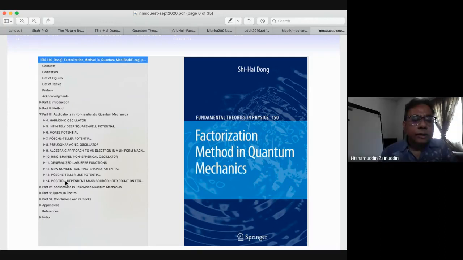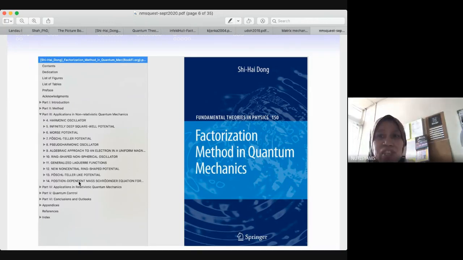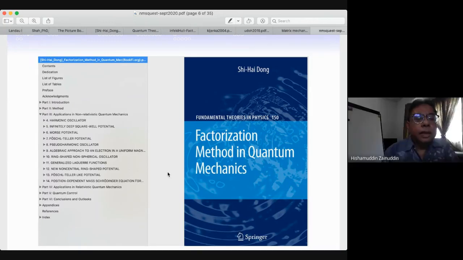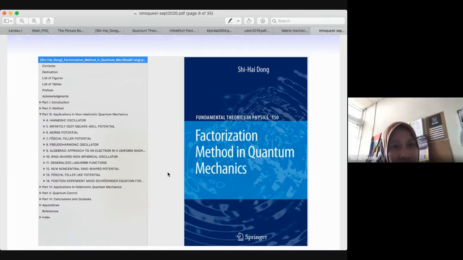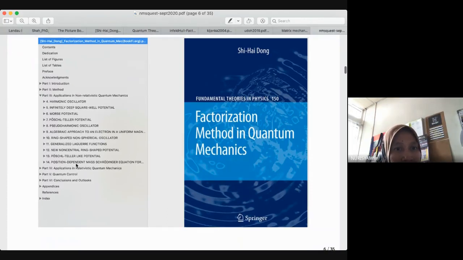Can I interrupt? Yes, you can interrupt anytime. Are they doing one-dimensional or two? They are doing one-dimensional, for this one. And then there are also position-dependent Schrödinger equations.